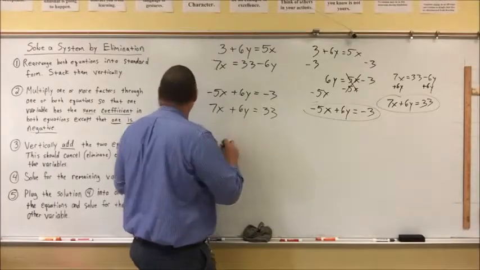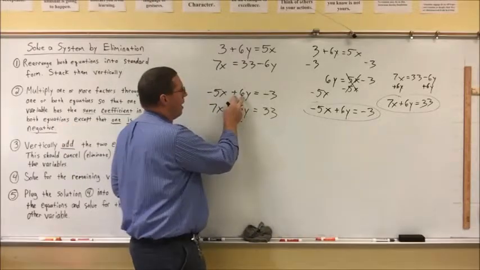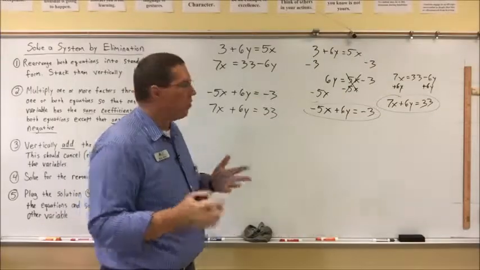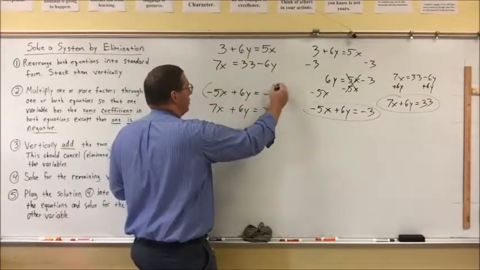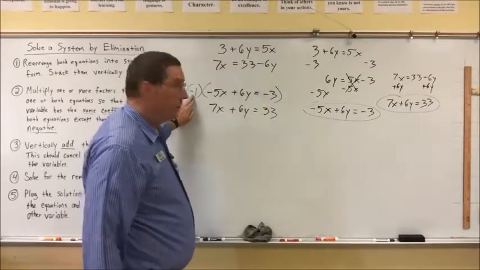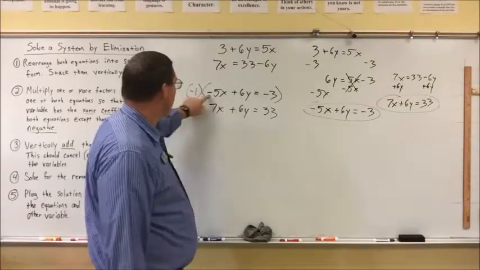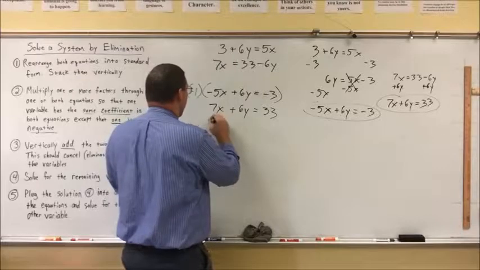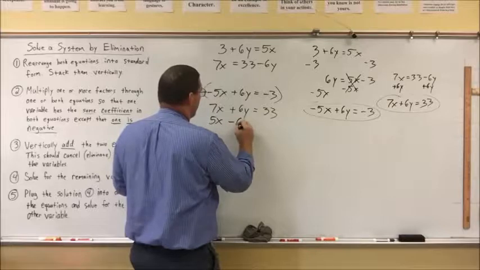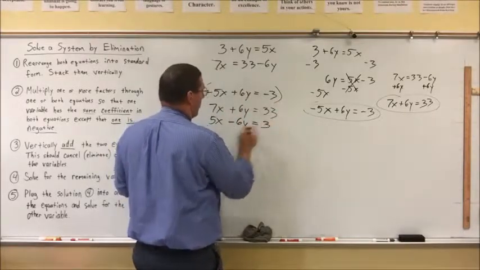The problem is that step 2 says that one of them is negative, and here this one's positive and this one's also positive. So I need one of them to be negative. So here's what I'm going to do. I'm going to take this first equation and multiply through by negative 1. By multiplying by negative 1, that'll make this positive 6 negative 6. Negative 1 times negative 5x is positive 5x. Negative 1 times positive 6y is negative 6y equals, and then negative 1 times negative 3, that's positive 3.